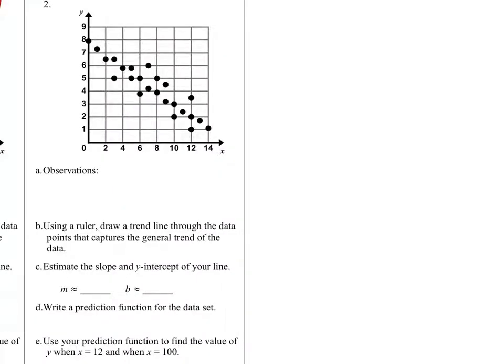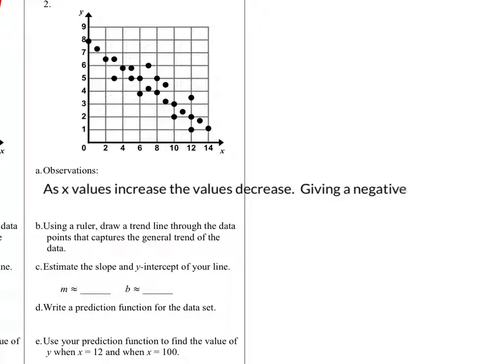Number 2, well, these would be scatter plots, and they've already graphed the points for us. That's very nice of them. So we need to make some observations about these. Let's go ahead and put this one in. So as the x values increase, so going to the right is what that means, the y values decrease, meaning that it's going downwards, giving us, that's not a word, a negative slope.